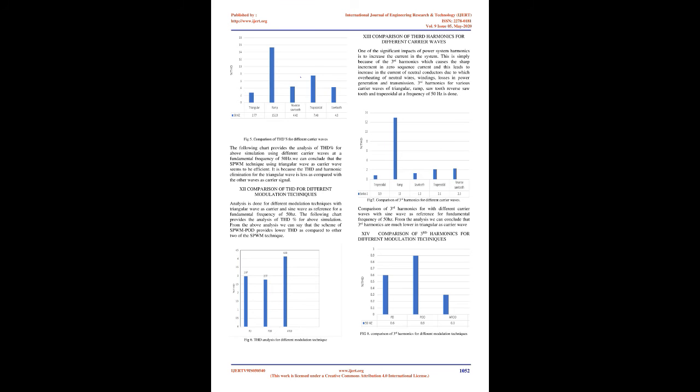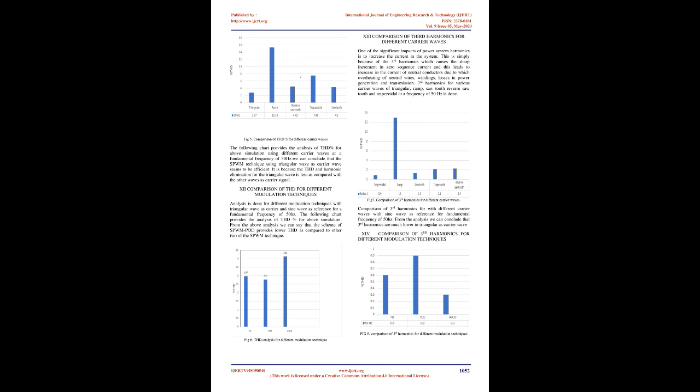13. Comparison of third harmonics for different carrier waves. One of the significant impacts of power system harmonics is to increase the current in the system. Third harmonics cause a sharp increment in zero sequence current, and this leads to an increase in the current of neutral conductors, due to which overheating of neutral wires, windings and losses in power generation and transmission occur. Analysis of harmonics for various carrier waves of triangular, ramp, sawtooth, reverse sawtooth and trapezoidal at a frequency of 50 Hz is done.